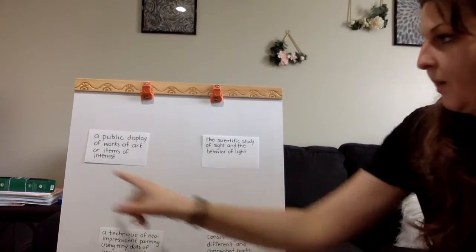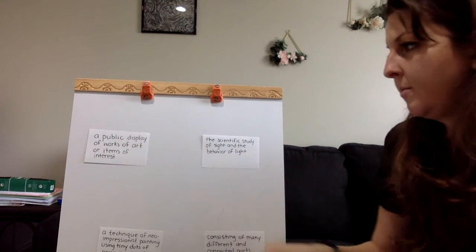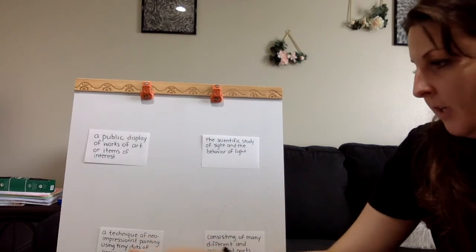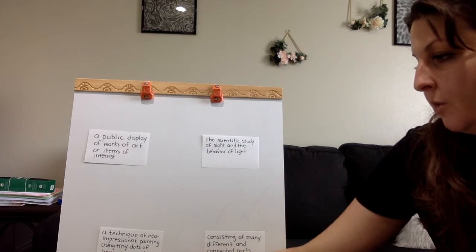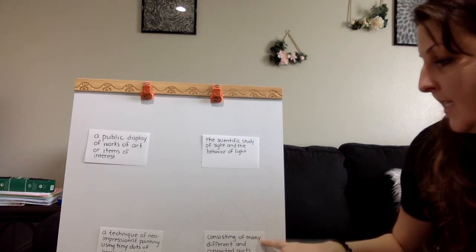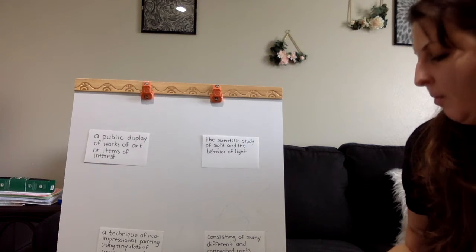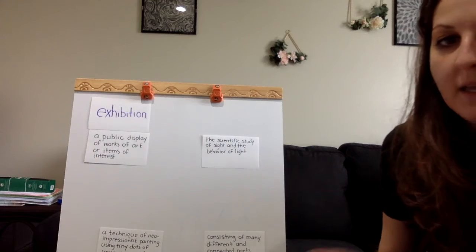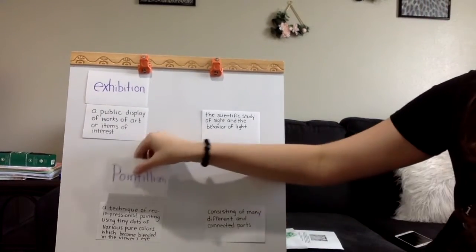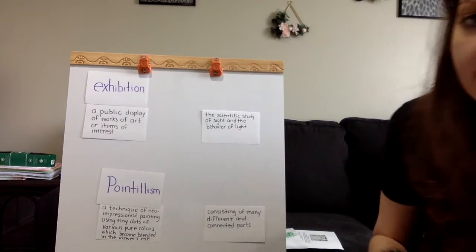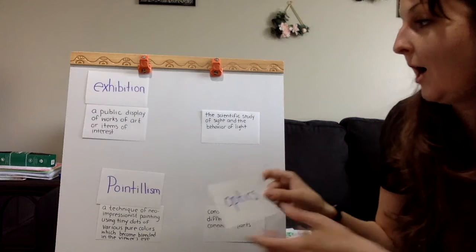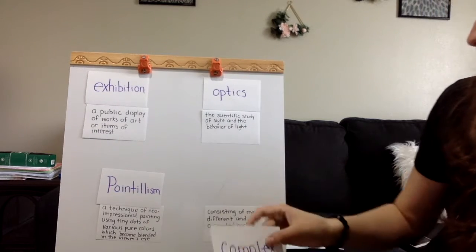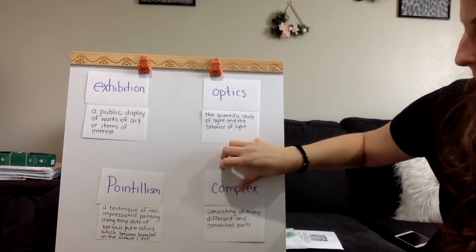Okay, so we have a public display of works of art or items of interest, the scientific study of sight and the behavior of light, a technique of neo-impressionist painting using tiny dots of various pure colors which become blended in the viewer's eye, and consisting of many different and connected parts. So our words today are exhibition. This is the public display of works of art. We have pointillism, which is the technique of neo-impressionist painting using tiny dots. Optics, the scientific study of sight and the behavior of light. And complex, which is consisting of many different and connected parts.